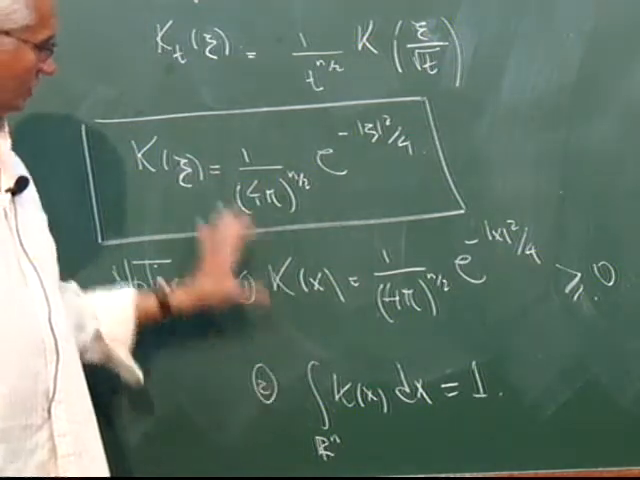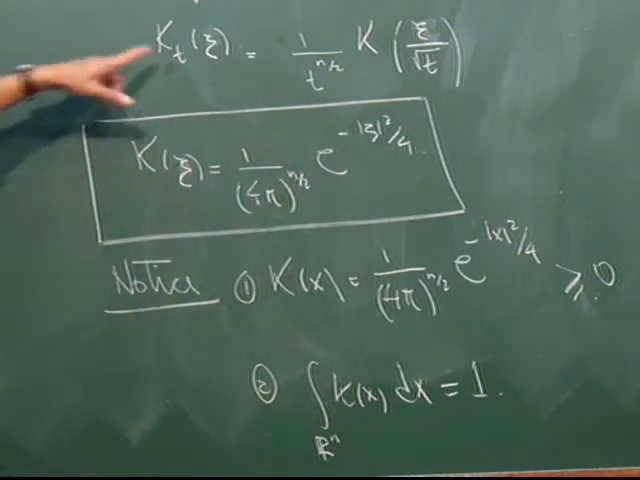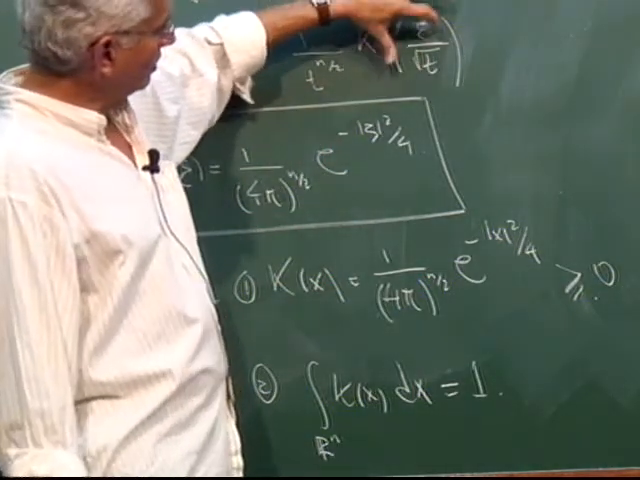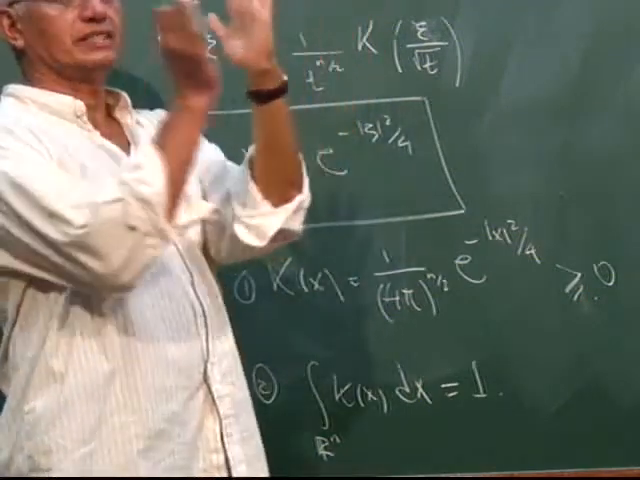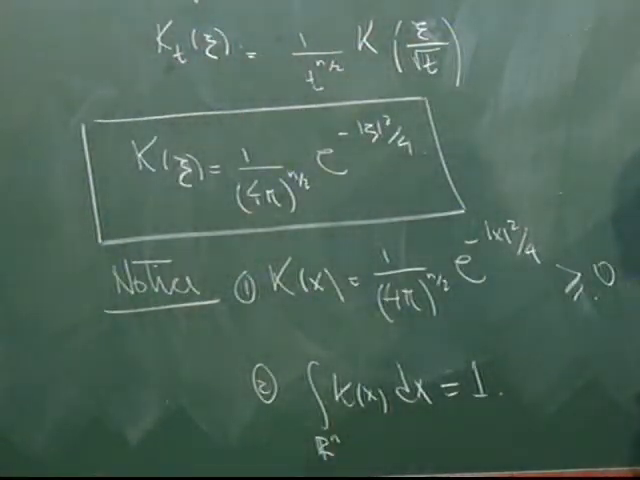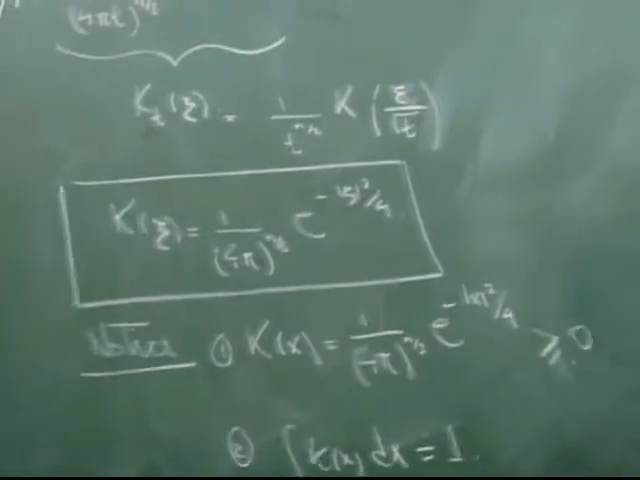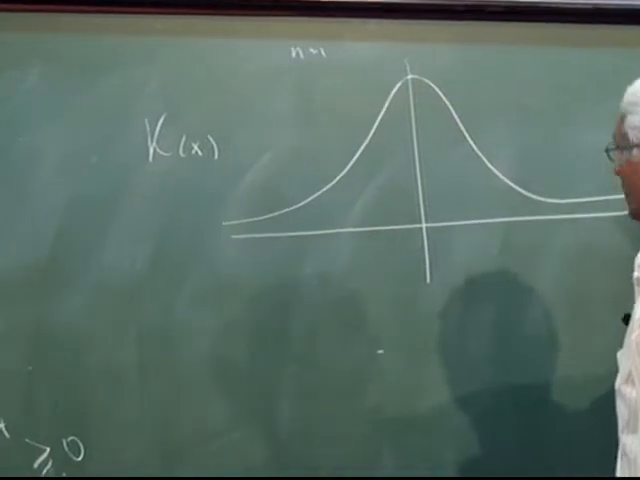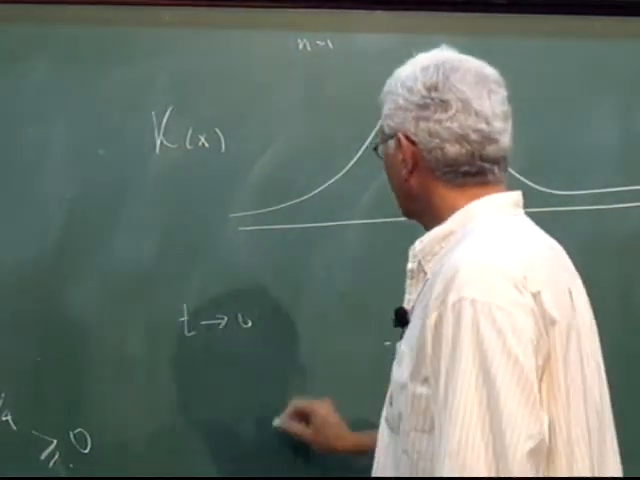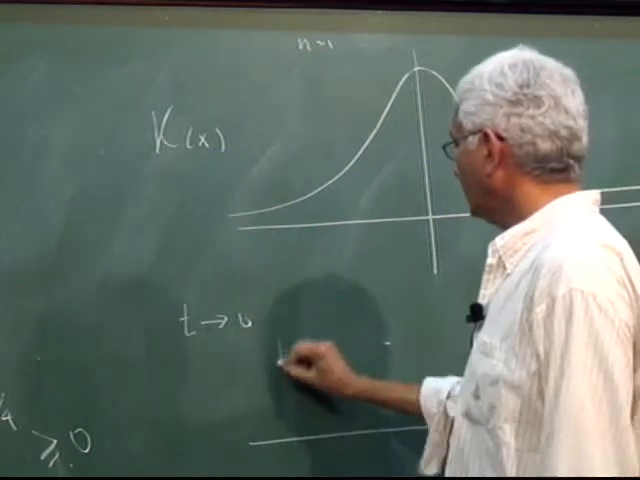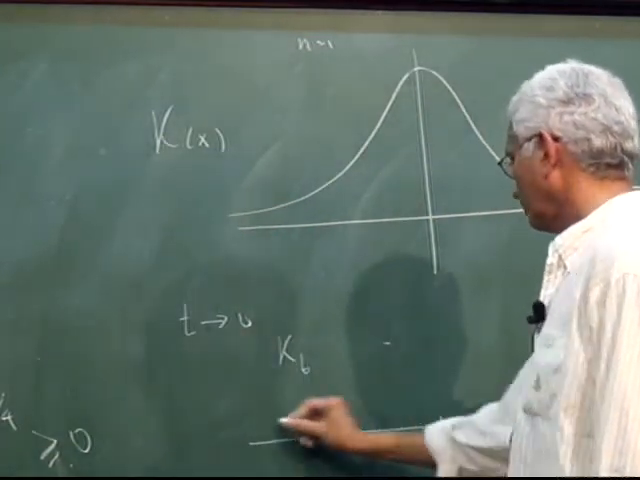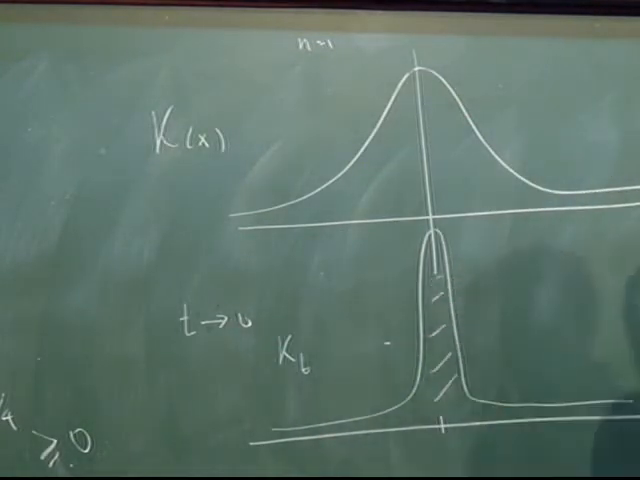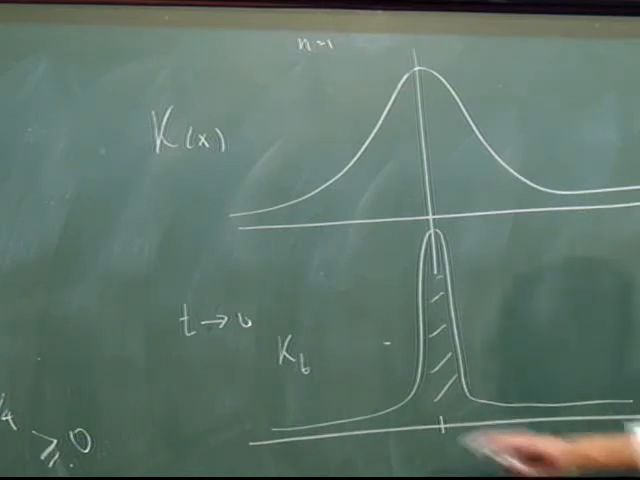Then you have a function that has area 1, and when t goes to 0, you are making this 1 over t go to infinity, you are making everything contract at 0. That means that if this is a graph of k of t, at least in one dimension, when t goes to 0, you are contracting all this. K of t will concentrate all the mass at 0. Then this is an approximation of the unit.